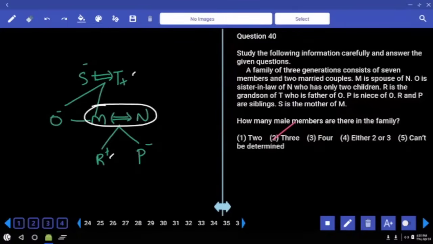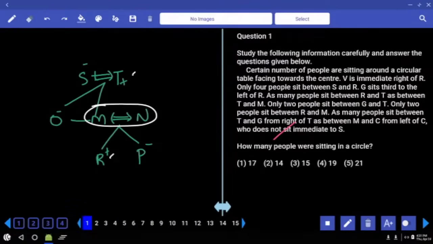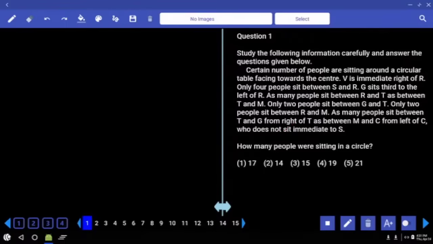Then now we are left with the first set. What is the first one we have? Certain number of persons seated around a circular table. Now check how much time is left over. If 3 or more than 3 minutes are left over, try to work out this one, or else comfortably you can end this session with 36 questions. Certain number of persons are seated around a circular table, facing towards the center. Then V is to the immediate right of R.